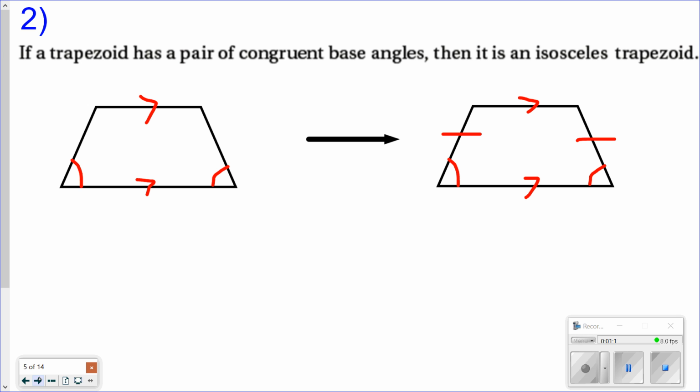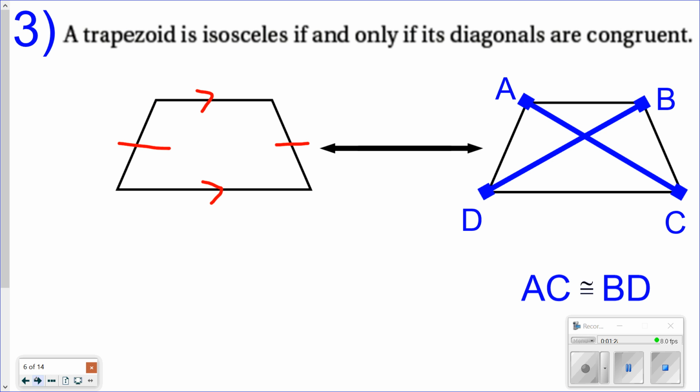Number 2, if a trapezoid has a pair of congruent base angles, then it's an isosceles trapezoid. So that means if we know that these two base angles are congruent, we then know that the legs are congruent because it's an isosceles trapezoid. Number 3, a trapezoid is isosceles if and only if the diagonals are congruent. So we have our isosceles trapezoid, those legs are congruent, meaning that our diagonals are the same length. And vice versa. If we know that the diagonals are the same length, we then know that we have an isosceles trapezoid.